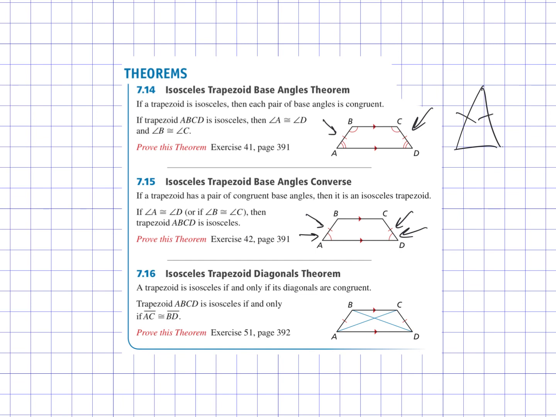Okay? And then the last one here, the isosceles trapezoid diagonals theorem. In an isosceles trapezoid, the diagonals are congruent. So AC is going to be the same length as BD. So those are some important things to note about isosceles trapezoids.